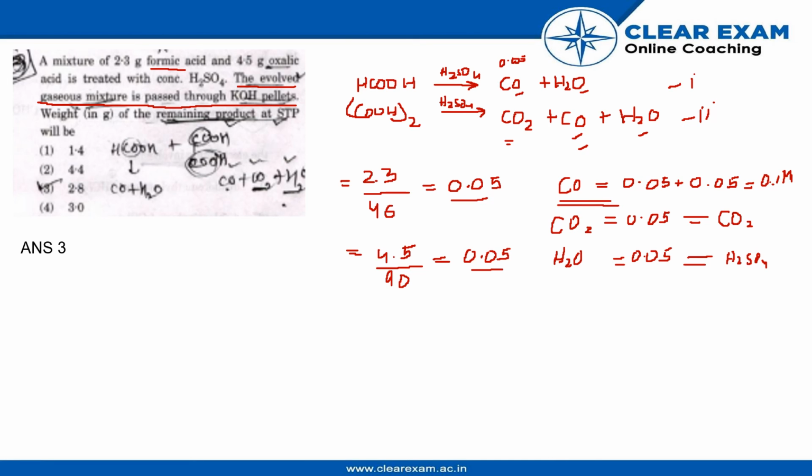So now we will calculate the weight of CO, whose number of moles is 0.1, and the molecular weight of this is 28. The answer will come as 2.8 grams. Thus option C is the answer.